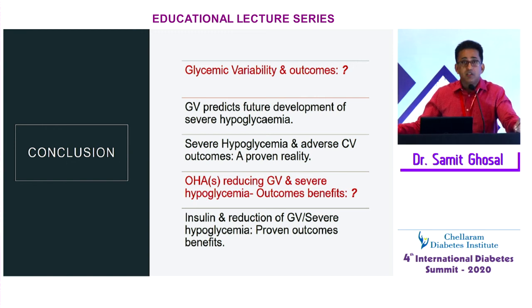So, ladies and gentlemen, I will just summarize this topic by saying, yes, glycemic variability is important if you think of it as managing hyper and hypoglycemia, not doing an SMBG and detecting glycemic variability. There is just no data to prove that it makes any difference in outcomes.